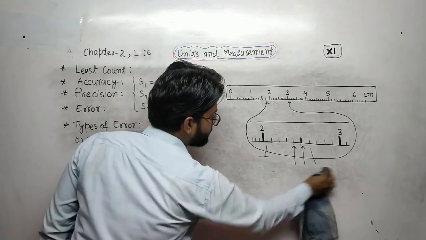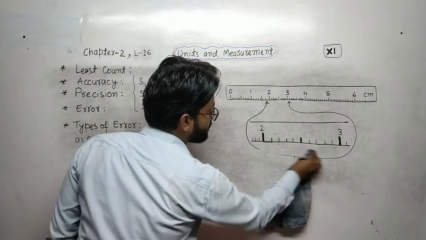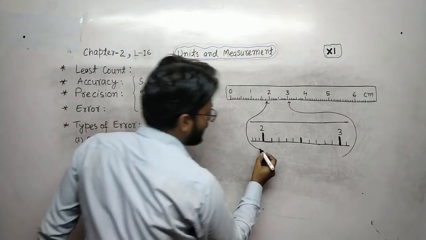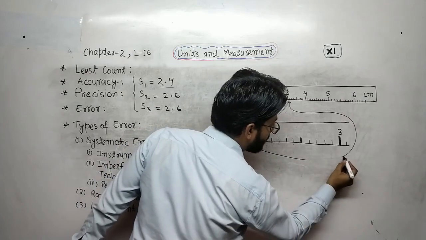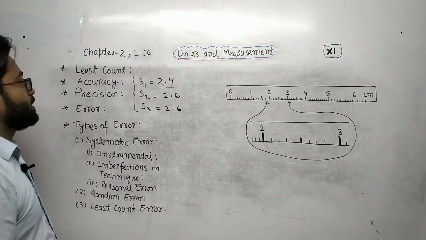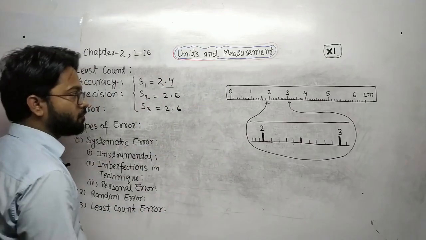What is precision? Precision is the limit or resolution to which the measurement is done. Okay.